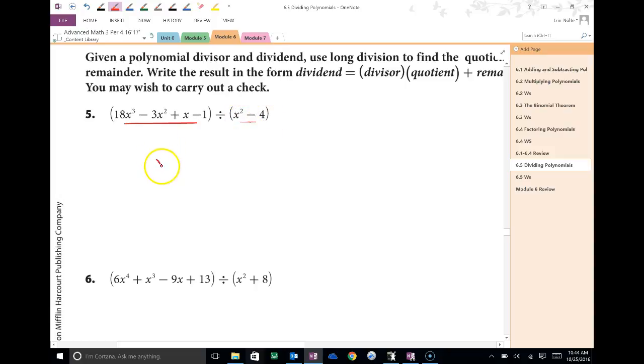The divisor goes in the front, so it's going to be x squared minus 4, and the dividend goes underneath the boxy thing. I don't think that technically has a name. We should just call it a boxy thing. Oh, a house, we said upstairs. The dividend goes inside the house.